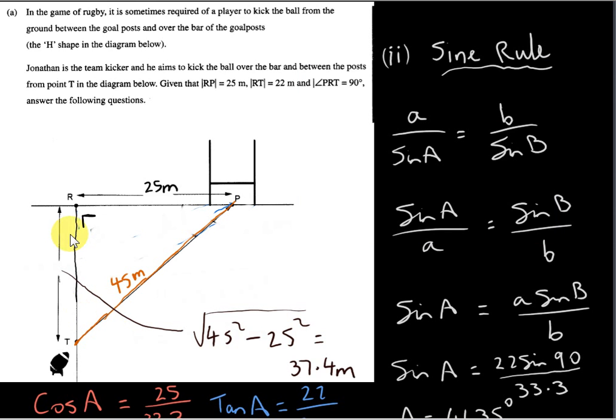So if his distance from R is more than 37.4 meters, then his distance from the goalposts will be more than 45 meters, and we don't want that. So his distance from R can be anything up to 37.4 meters. So he can be positioned anywhere along this line here.